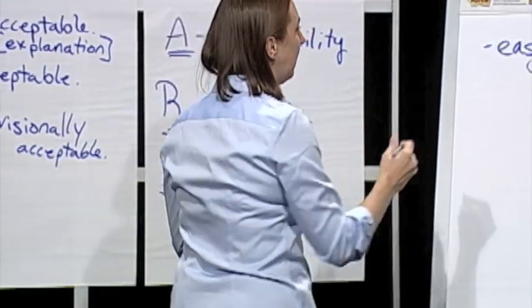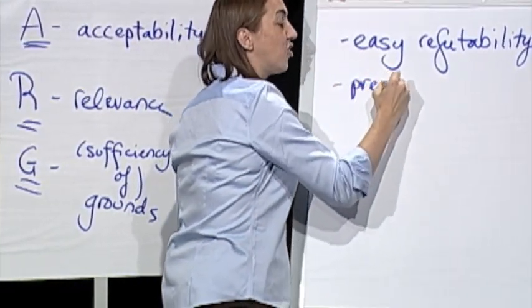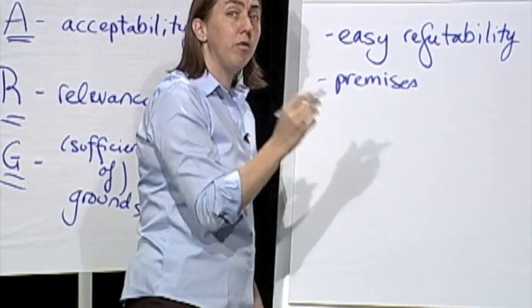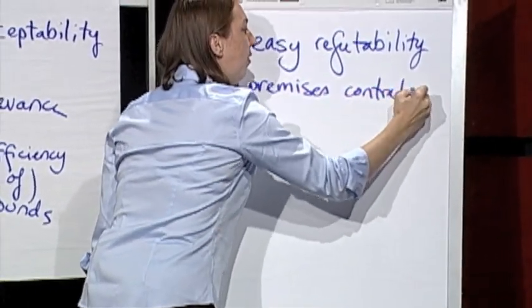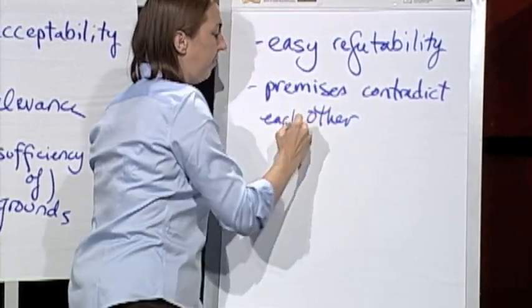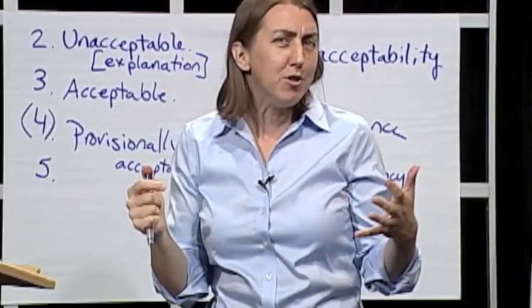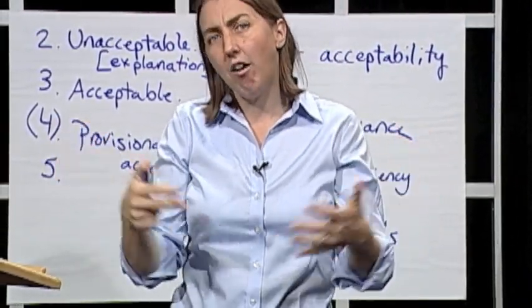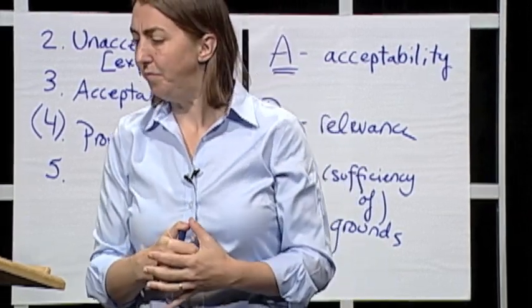Much more difficult, and this is one of the few times where you have to look at the structure of the argument with regard to acceptability, is the case where premises contradict each other. That is, in the context of a single argument, an arguer can't make two premises that are necessarily opposed to each other and expect both to be deemed acceptable.